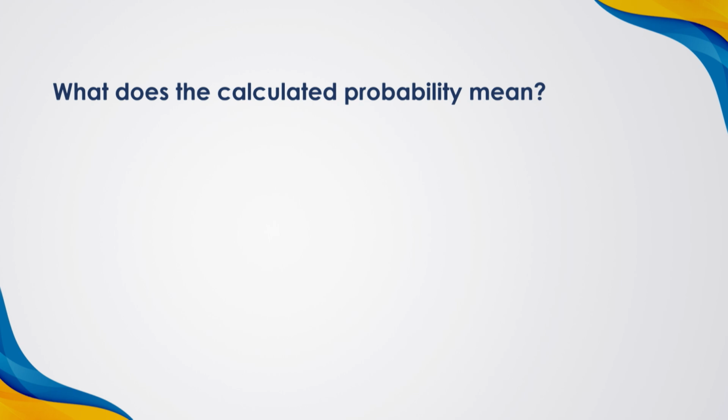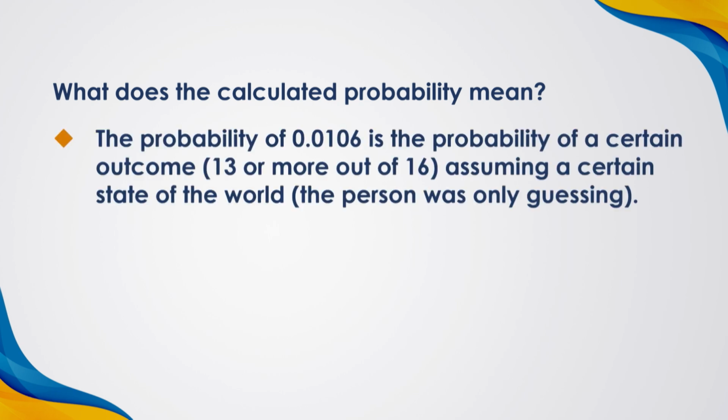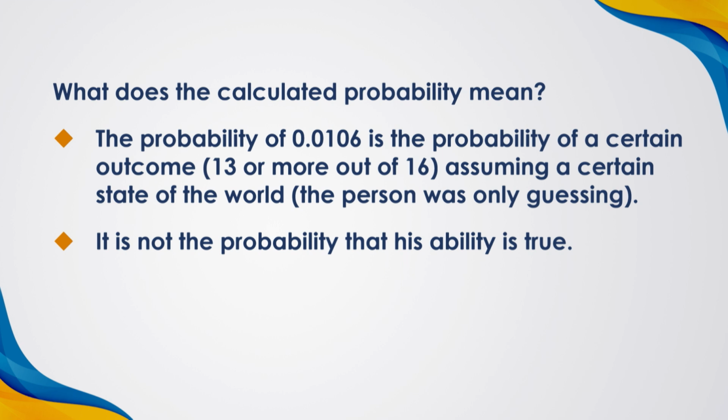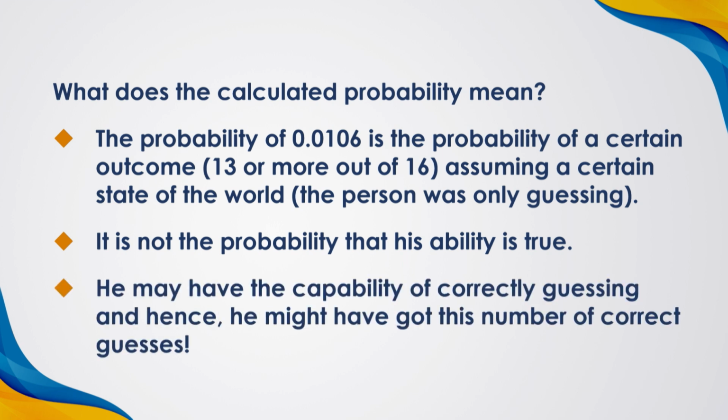What does the calculated probability mean? The probability of 0.0106 is the probability of a certain outcome, 13 or more out of 16, assuming a certain state of the world, that is, the person was only guessing. It is not the probability that his ability is true. He may have the capability of correctly guessing, and hence he might have got this number of correct guesses.